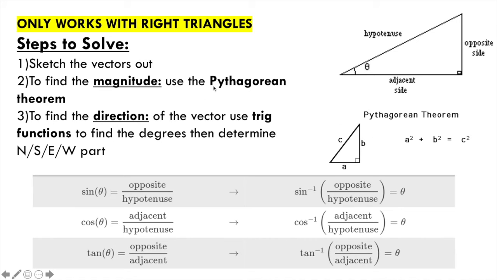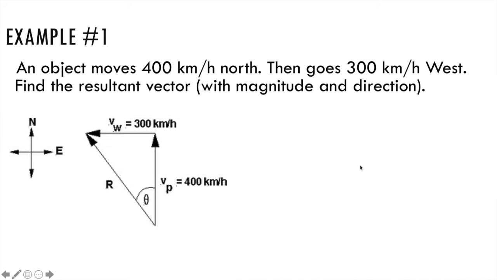Now, technically, once you've done Pythagorean theorem, you'll know all sides of your triangle. So you could technically use any of these functions and you should get the same answer. I tend to go based on what sides I'm given in the question, in case I mess up Pythagorean theorem. I just use what's given to me so I don't mess up the angle as well, right? So let's work through an example.